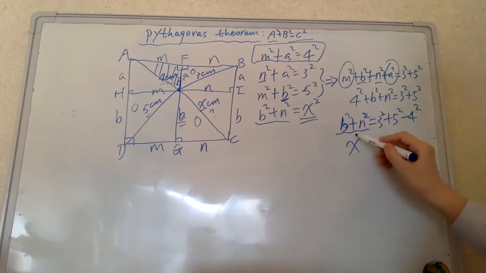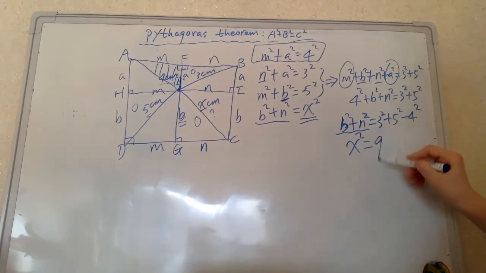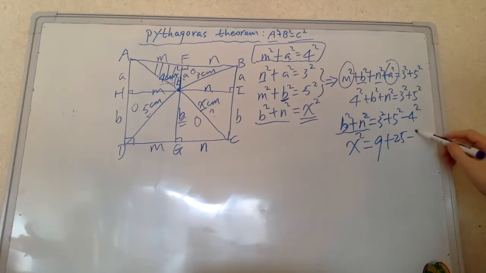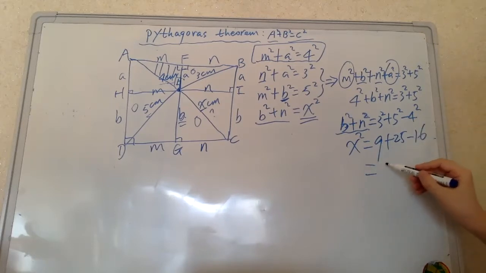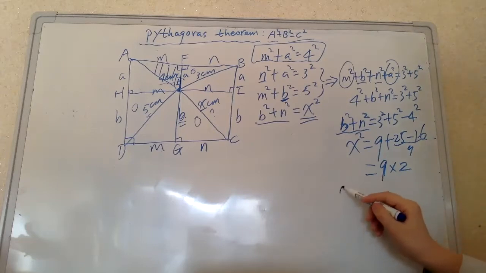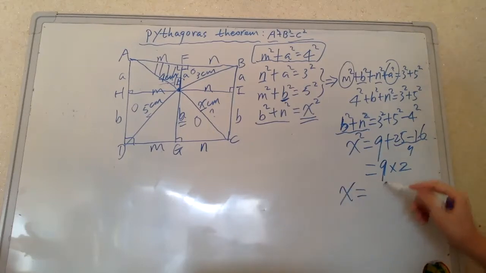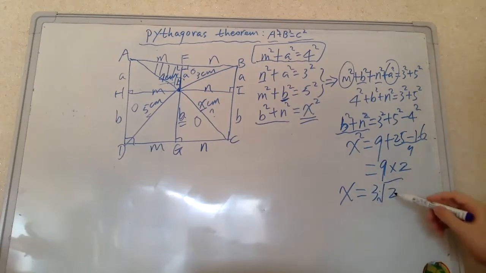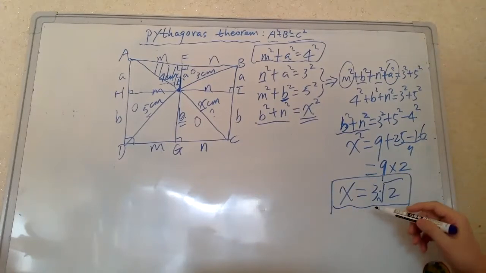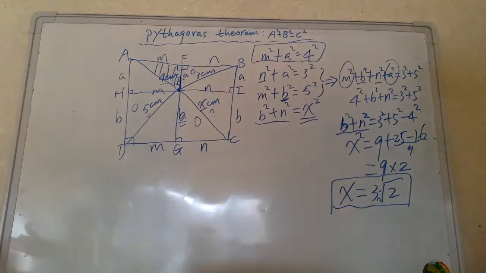So X squared equals 9 plus 25 minus 16, because 3 squared is 9, 5 squared is 25, and 4 squared is 16. So it equals 18, which is 9 times 2. So X equals the square root of 9 times 2, and because the square root of 9 is 3, X equals 3 times the square root of 2. So this is the right answer: X equals 3 root 2.